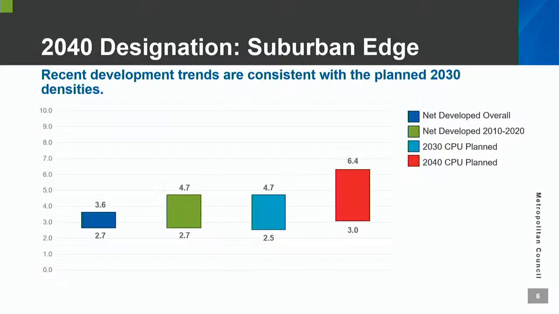So then, keep moving forward to the suburban edge communities. You'll see that the charts are getting a little tighter because these are communities that are experiencing less redevelopment. Most of them are in fact greenfield development or vacant to residential. So what is here is here. And their minimum in Thrive was 3 units per acre. And you'll see that that's what some communities plan for.